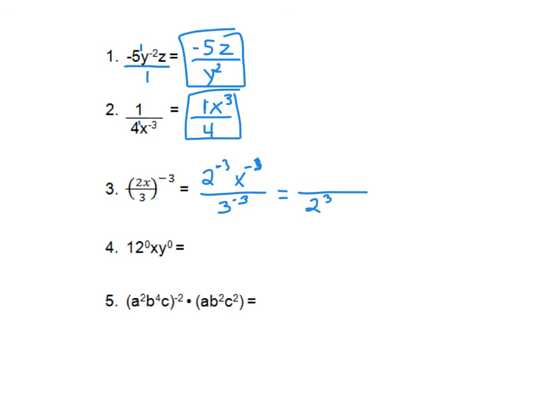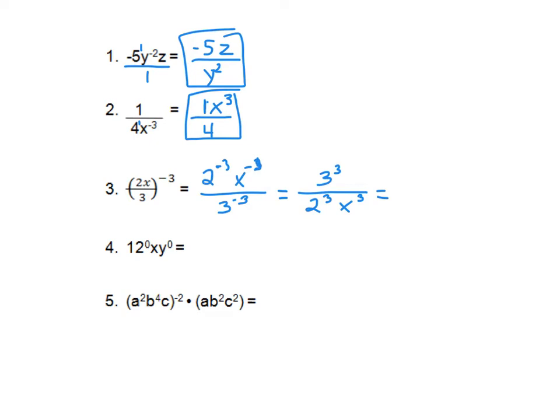X to the negative 3, I'm going to move that to the other side of the fraction, and I'm going to make the power positive. In the denominator, we have 3 to the negative 3 right here. It has a negative exponent, so we need to move it to the other side of the fraction, to the numerator, and make the power positive.